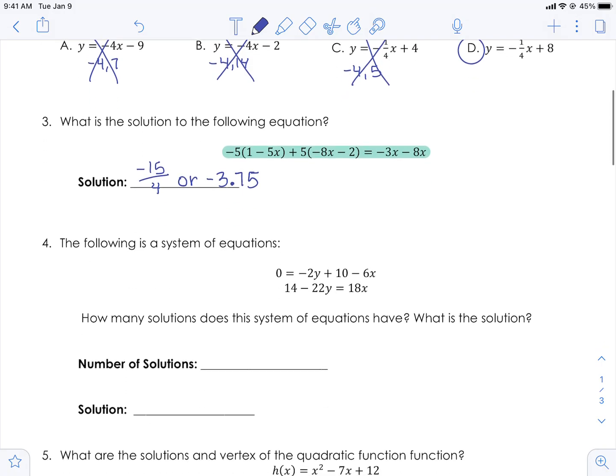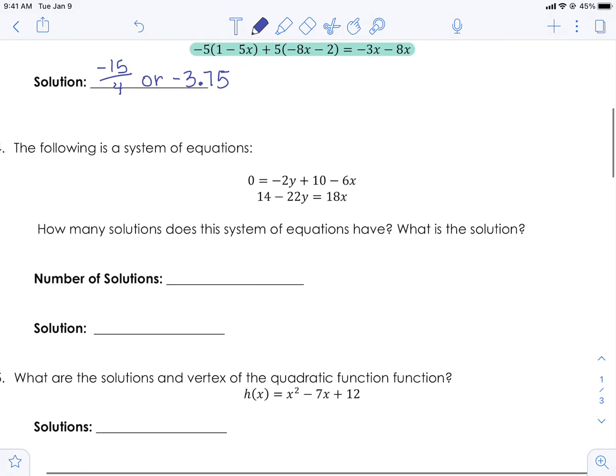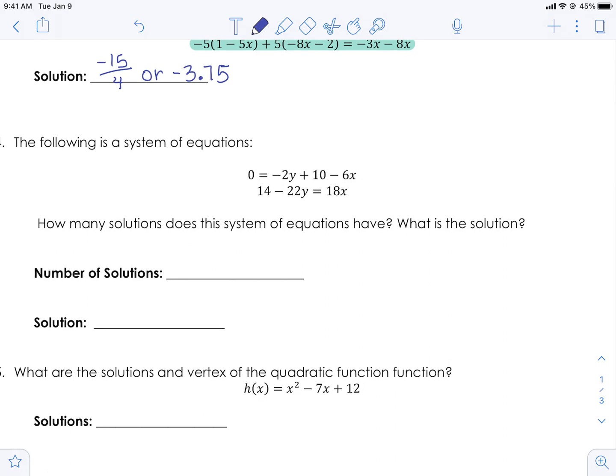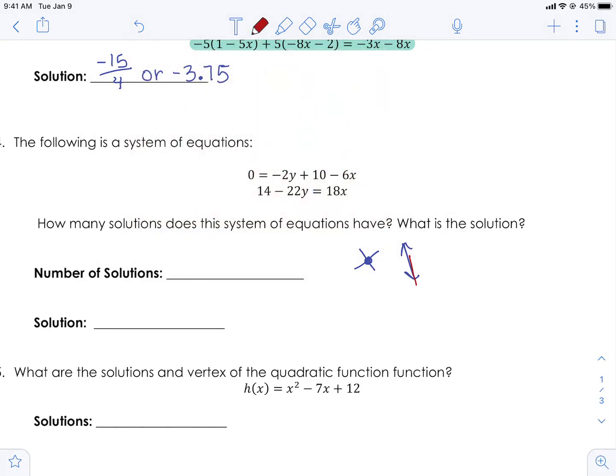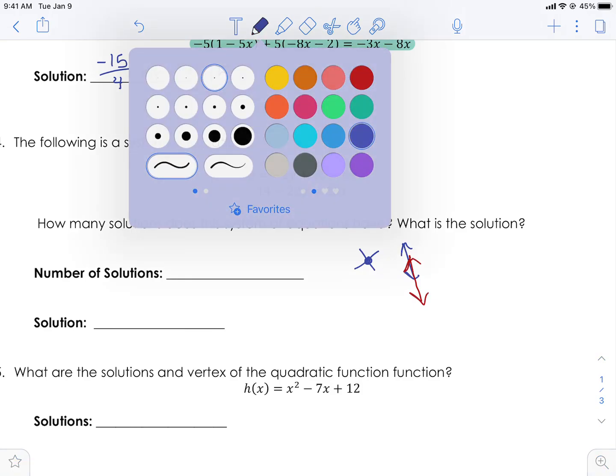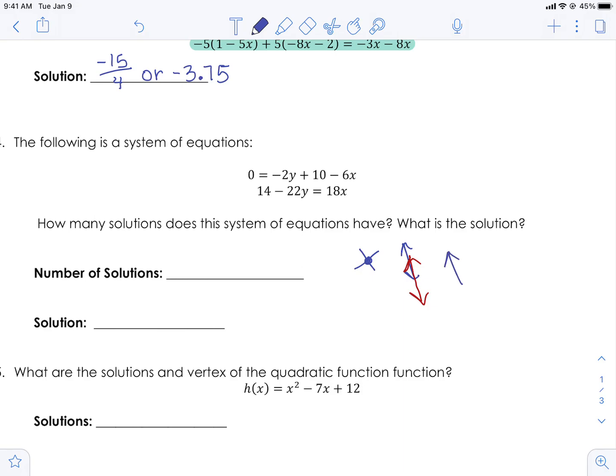Okay, number 4, the following is a system of equations. So now we have a system. How many solutions does the system of equations have? And what is the solution? So remember, there's 3 different types. You can have one solution, which means that they are intersecting at one given spot. You can have infinitely many solutions where you have one line and then you have a second line on top of it, okay, like that. Or you can have no solution where the lines are parallel, okay.